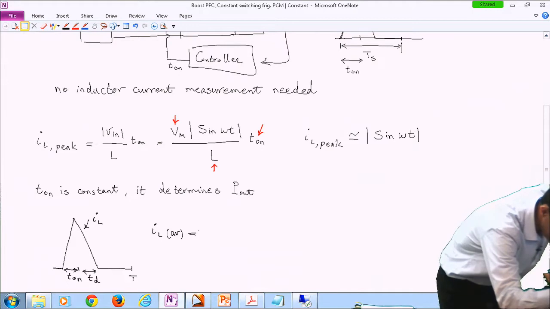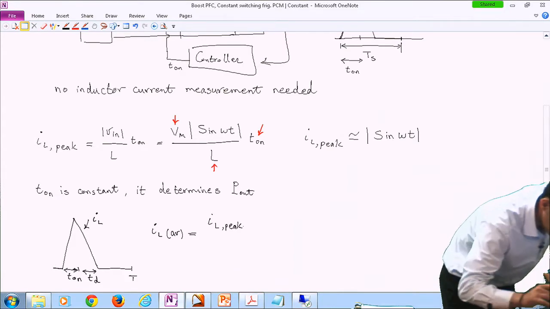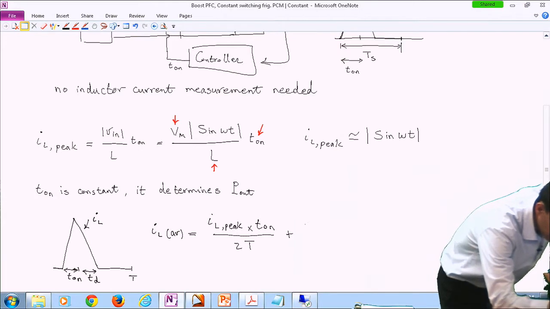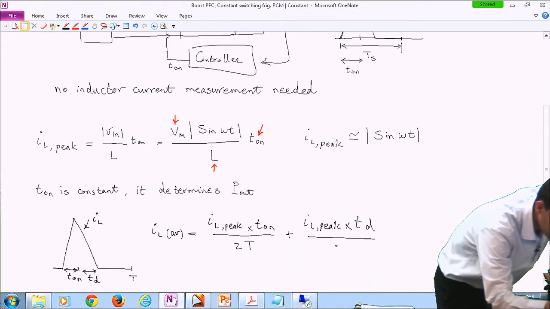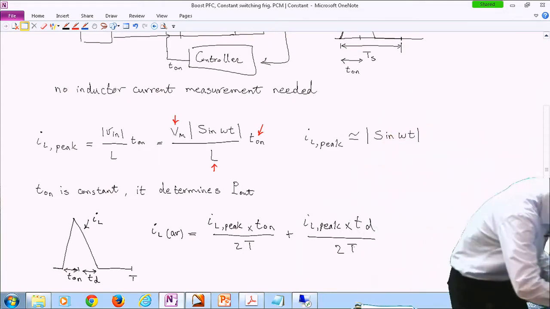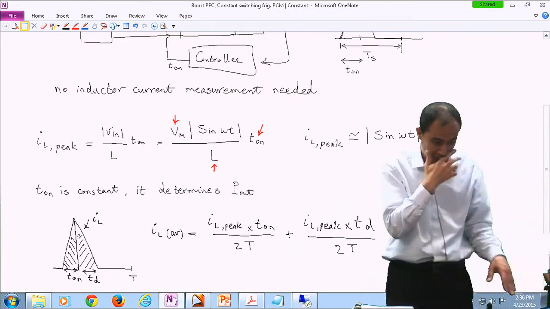So we are looking at I_L peak, which is the height of this triangle, times T on divided by 2 divided by the switching period, plus I_L peak times T_D over 2T. Okay, so I'm actually looking at the area under these two triangles. One of them is this triangle, the other one is this one.